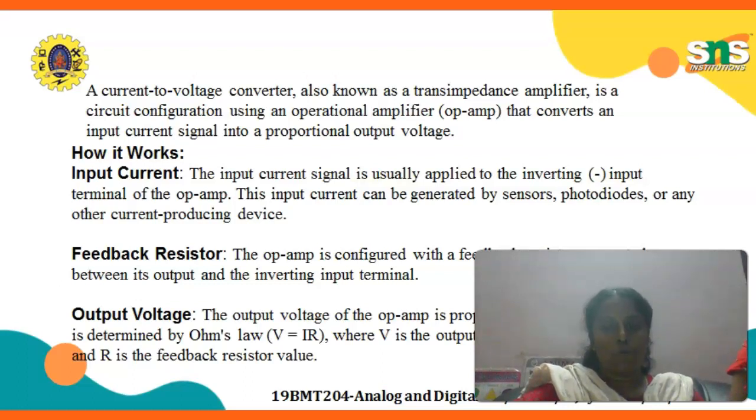Next one is output voltage. The output voltage of the op-amp is proportional to the input current and is determined by Ohm's law. V is equal to IR, where V is the output voltage, I is the input current, and R is the feedback resistor value.